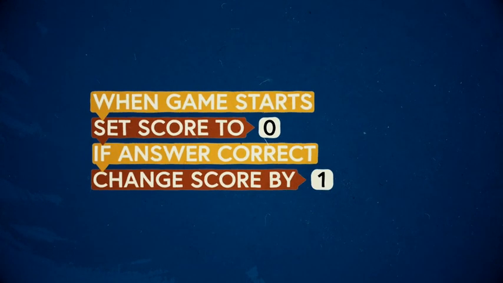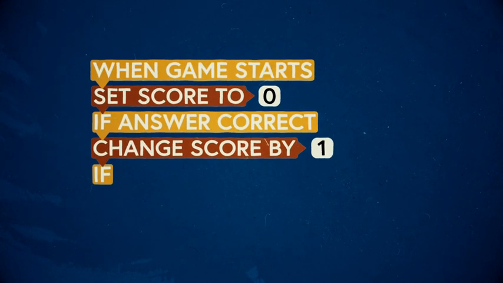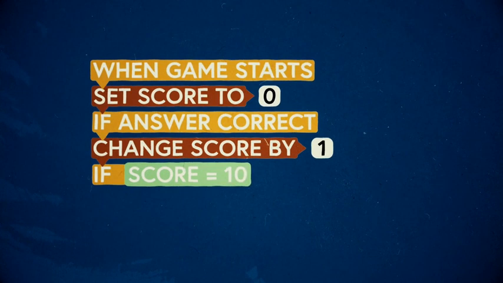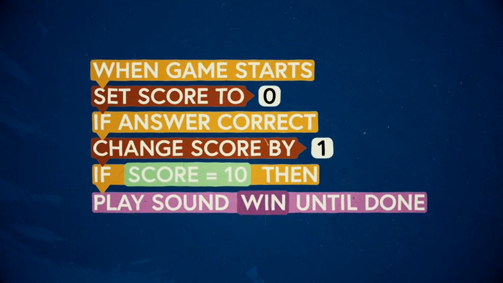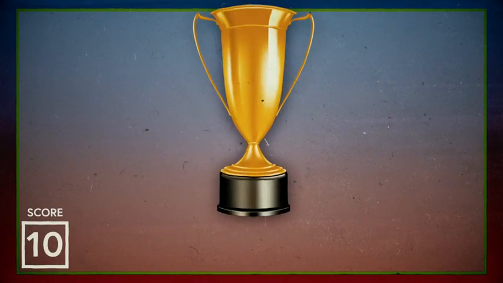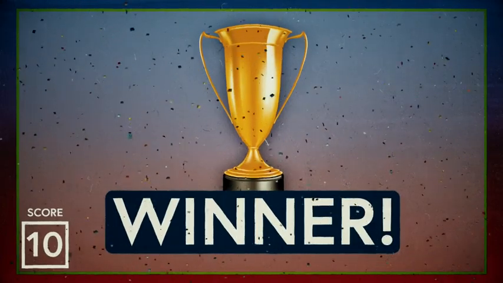Now we have the points total stored in our variable box. We can use it for other things. Let's say we want the player to win the game when they score 10 points. We can add these instructions to our algorithm. When the total points in the score variable equals 10, play the winner sound.